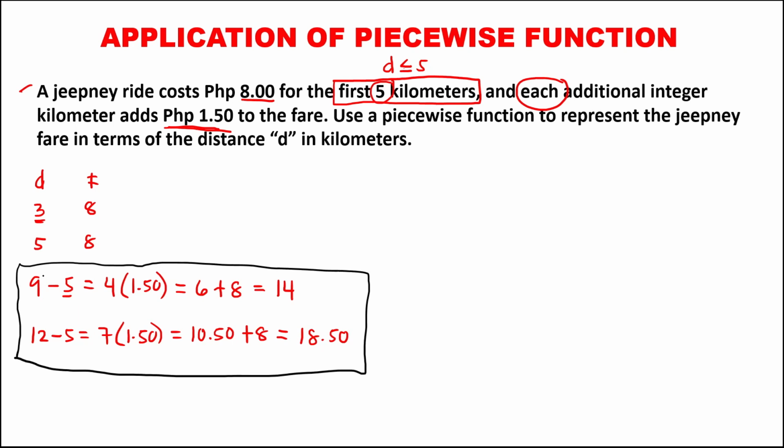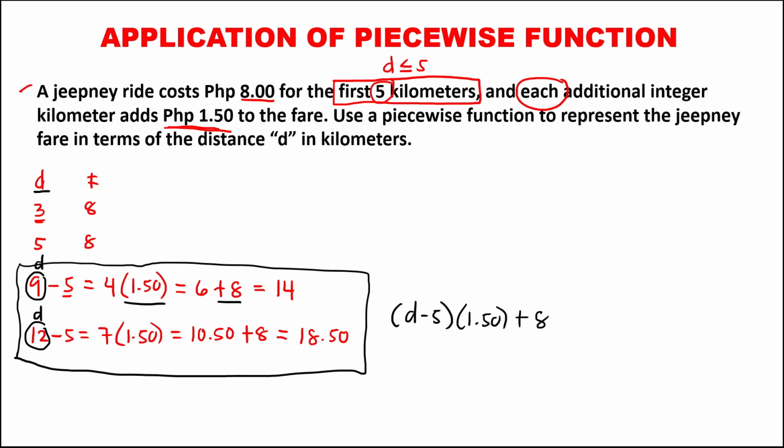Since 9 and 12 represent the distance, this is D. So therefore, we have D, or distance, minus 5. So distance minus 5, then times the rate, that's 1.50, plus the fare for the first 5 kilometers.